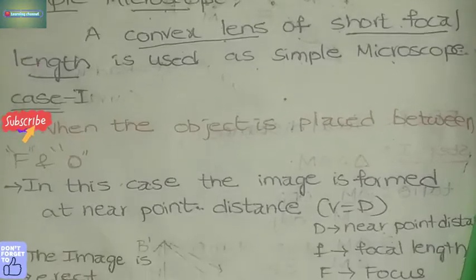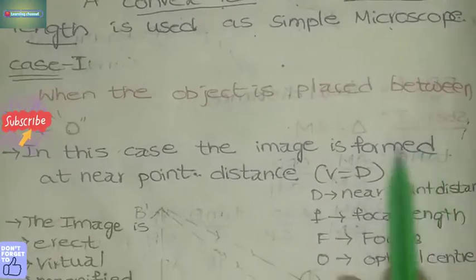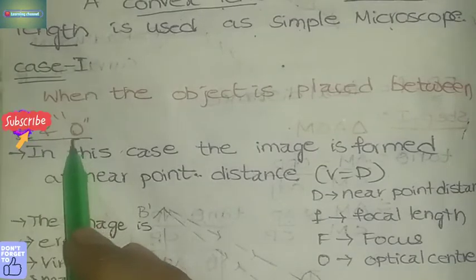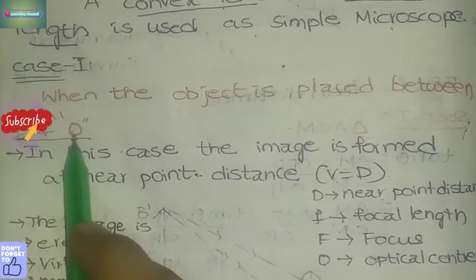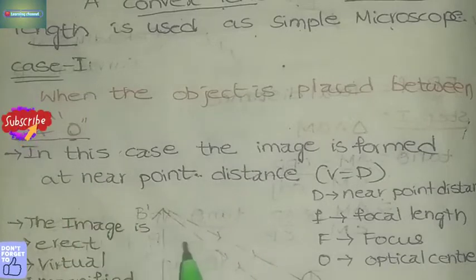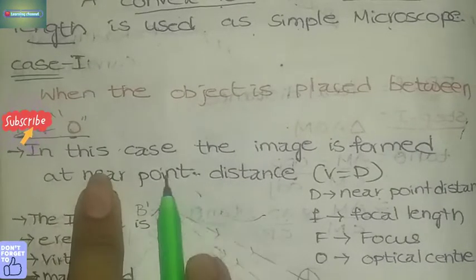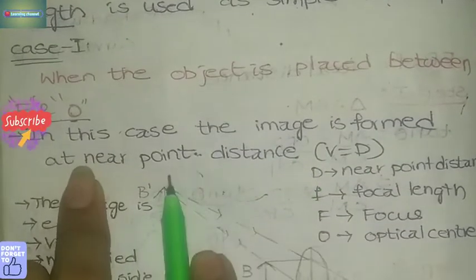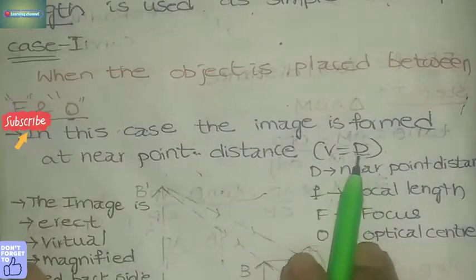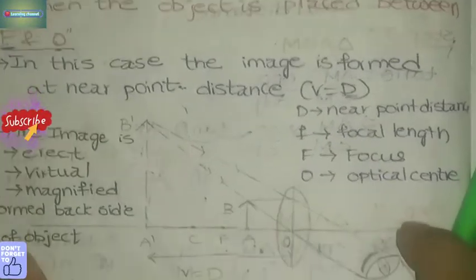Case 1: we place the object in between F and O. F is the principal focus, O is the pole or center of the lens. In this case, the image is formed at the near point distance, which is represented as D. So let us see the diagram.